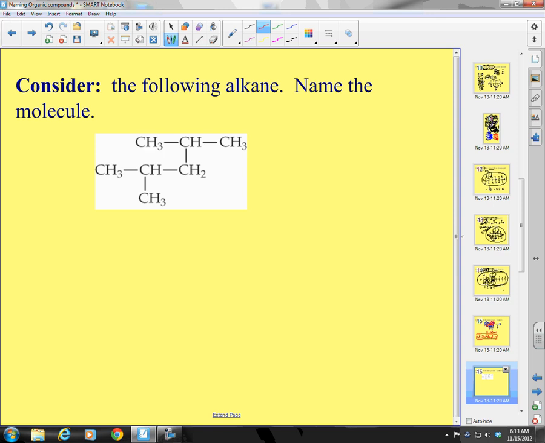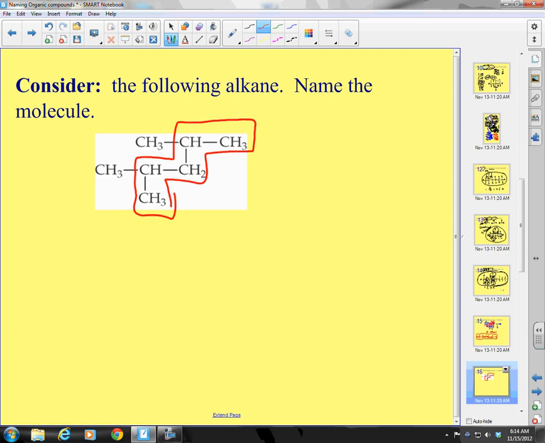Well, first thing we want to do is find the longest continuous chain. That would be 3. Is that longest? No, I don't think so. What if we went this way? Is that a longest continuous chain? No, that's 3. That doesn't work. What else? How about if I go here, here, here, here? Okay, that means I have 1, 2, 3, 4, 5. I think that would work. I think 5 is my longest continuous chain.